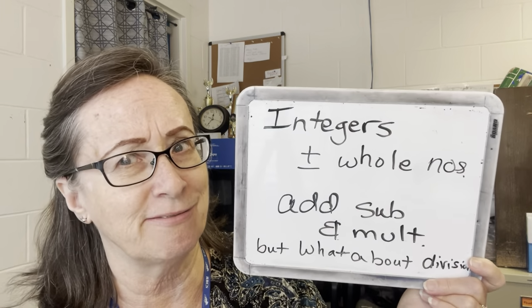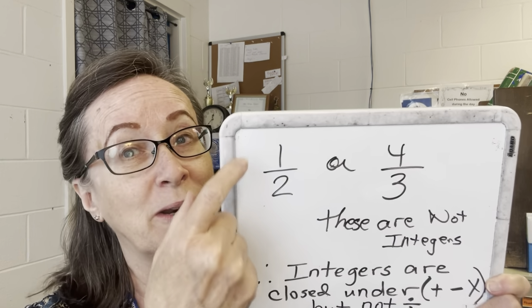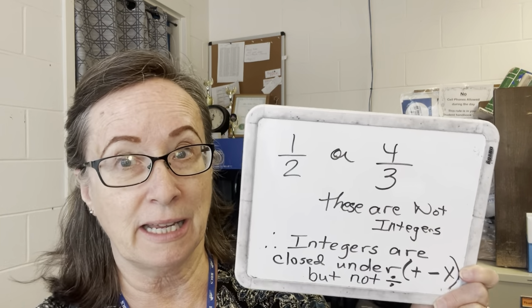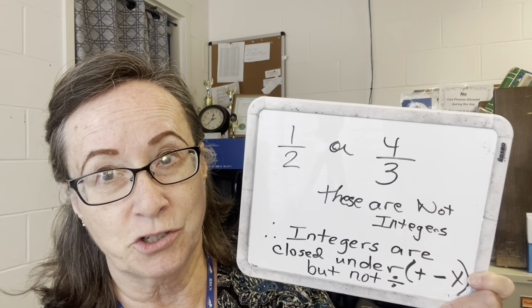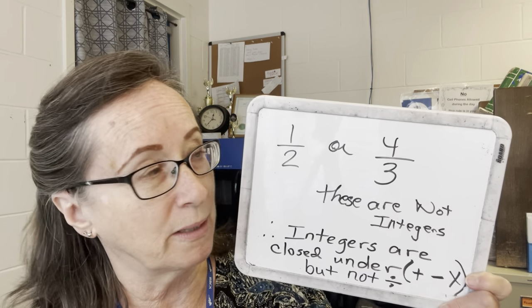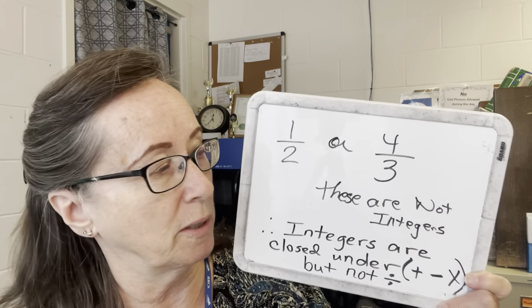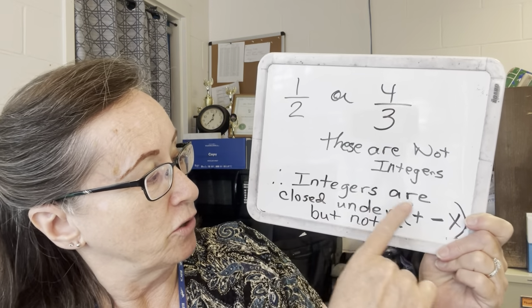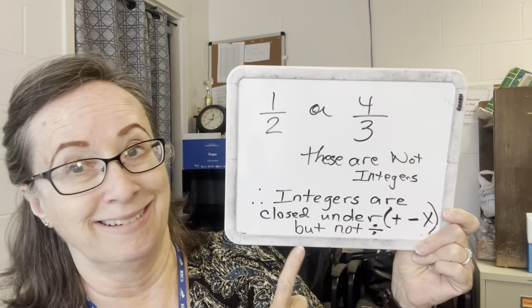But what happens about division? All right, so here I took two integers and I divided them. 1 is an integer and 2 is an integer. When I divide it, though, I get 1/2, which is not an integer. 4 is an integer that is greater than 3, which is also an integer. But 4/3 is not an integer because integers are plus or minus whole numbers. And 4/3 is really 1.33333, and it's in between two whole numbers or two integers. So it is not closed under division. So integers are closed under addition, subtraction, multiplication, but not division.